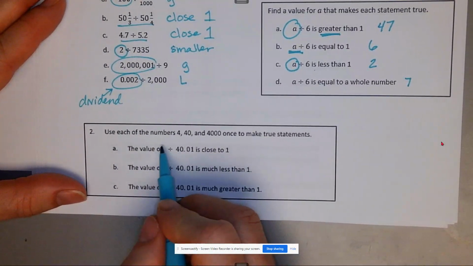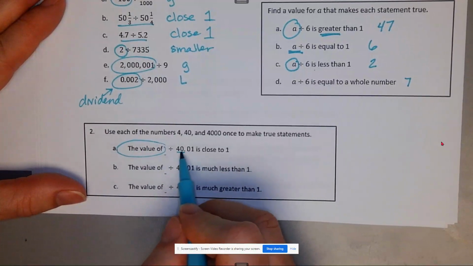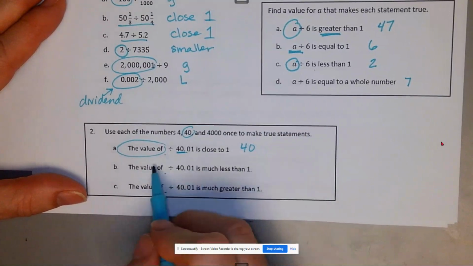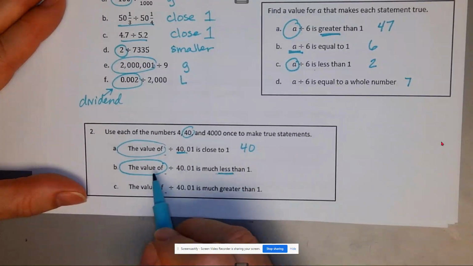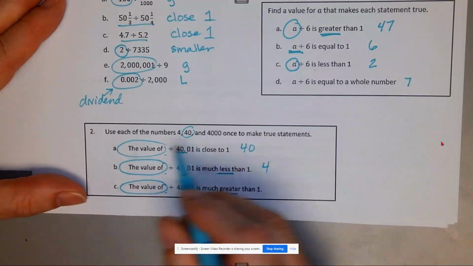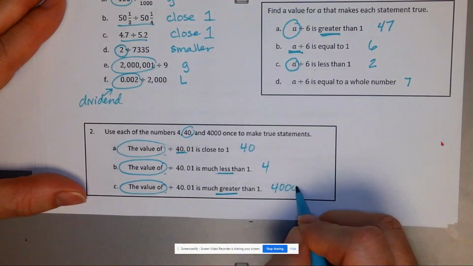Same idea. If I want this to be close to 1, this has to be very close to 40. So I'm going to say 40. If I want it to be less, that number has to be less. That would be 4. And if I want it to be greater, this number must be greater, 4,000.